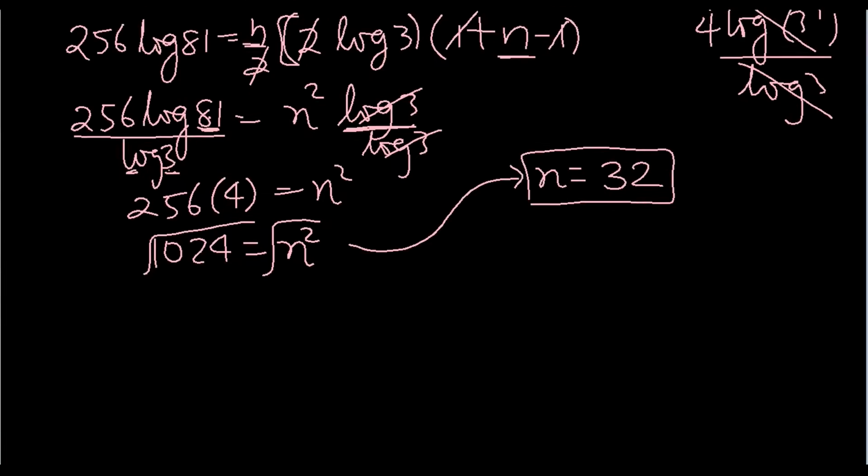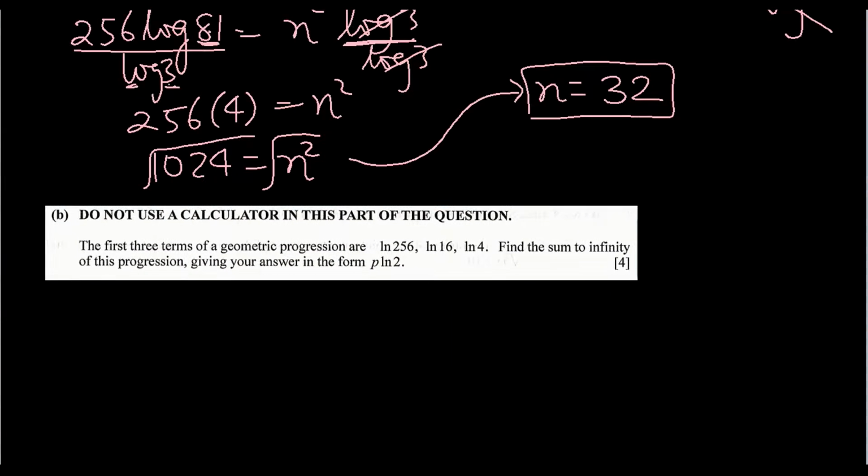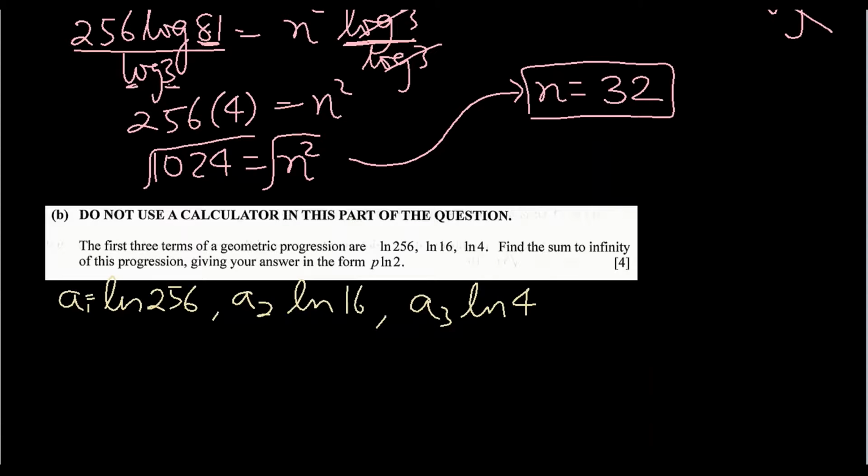Let's go to the next part, and in that part they're saying do not use calculator. The first three terms of a GP are ln 256. So A1 is ln 256, not log, natural log. A2 is ln 16 and A3 is ln 4. All right. Find the sum to infinity in this progression, giving your answer in this format.